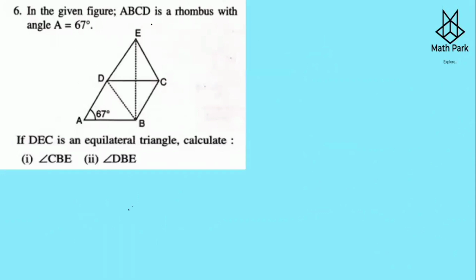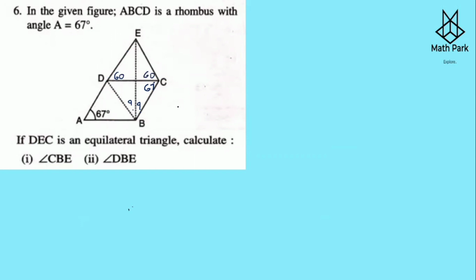In the given figure, ABCD is a rhombus with angle A equal to 67 degrees. If DEC is an equilateral triangle, calculate angle CBE. This is the angle to be calculated, and angle DBE. These two angles are to be calculated. Okay. Now this is a rhombus, so opposite angles are equal. So we get this angle as 67. Since DEC is an equilateral triangle, each angle is 60 and 60.